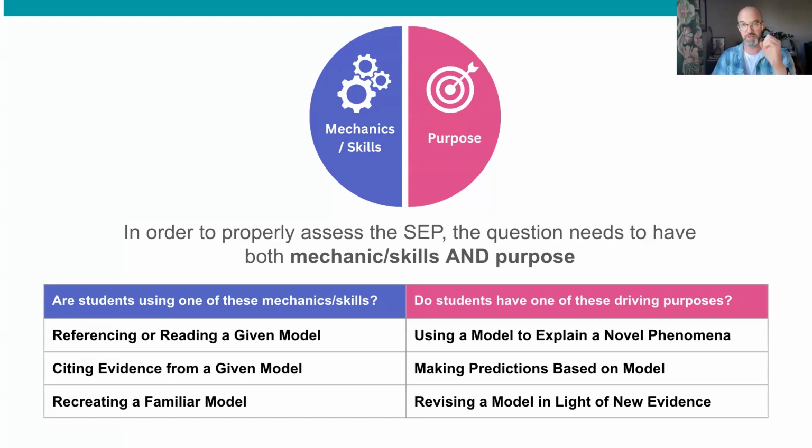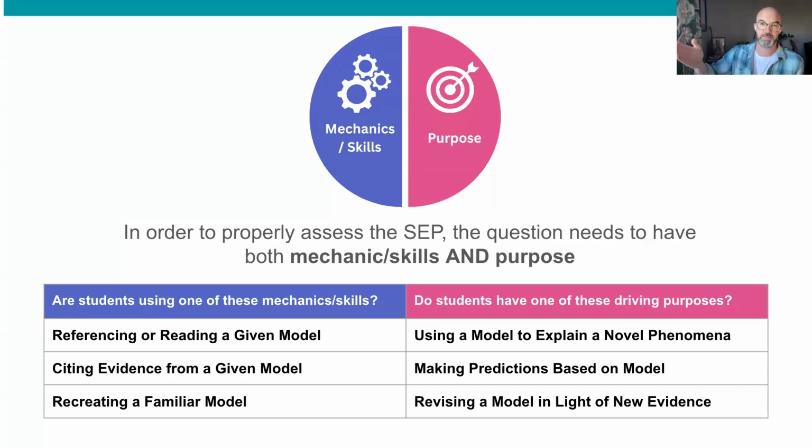That's important. And if they're doing those things, then we can say, do they have a driving purpose to that? Do students use that model to explain novel phenomena? Are they making predictions based on the model? Or are they revising the model in light of new evidence? And that is making their thinking visible, not just their knowledge visible, but their thinking visible. And those two halves of that delicious little scientific pie up there, that's what make up the practices. And that's what we want students to be engaging with.